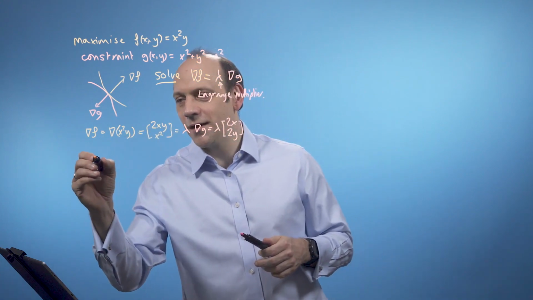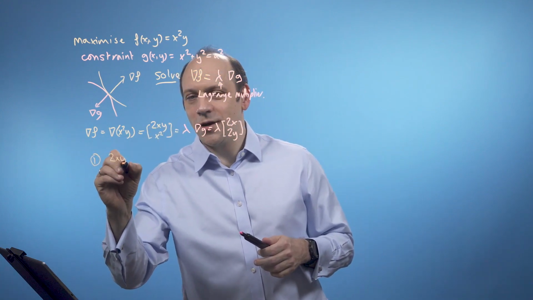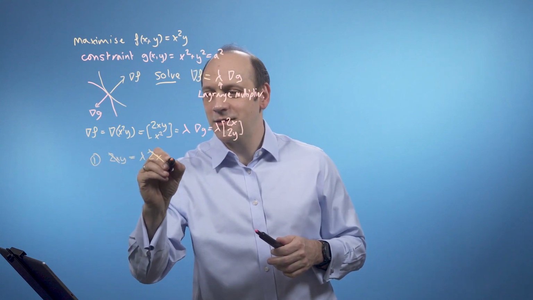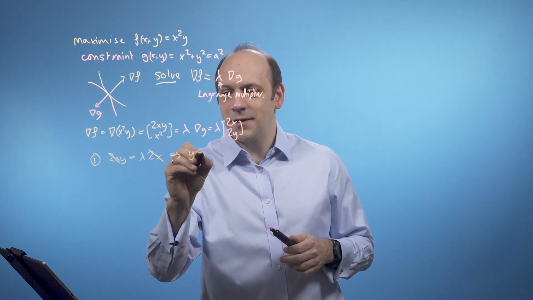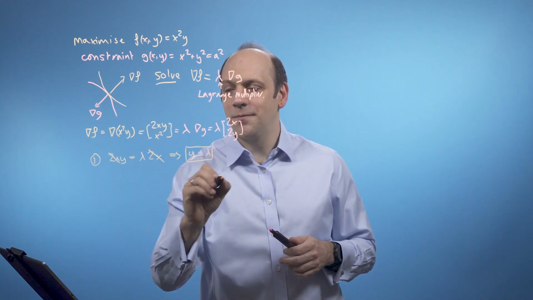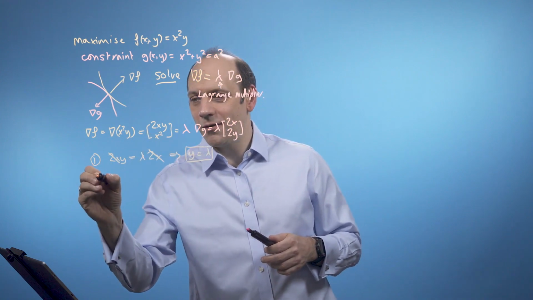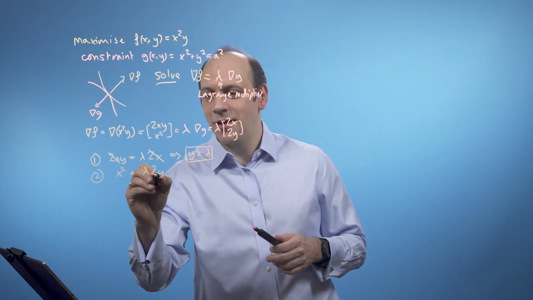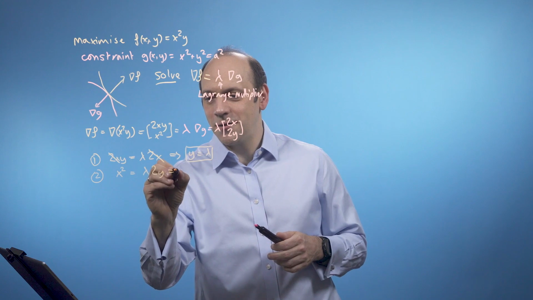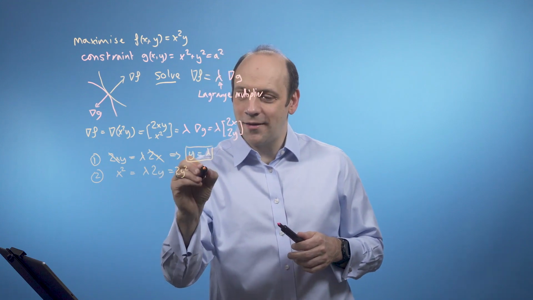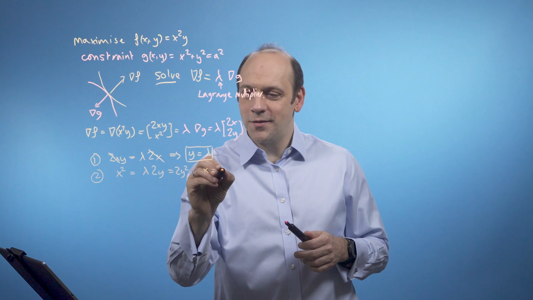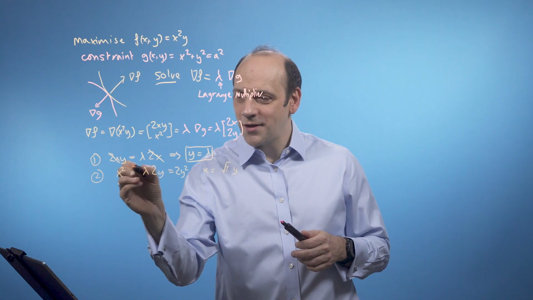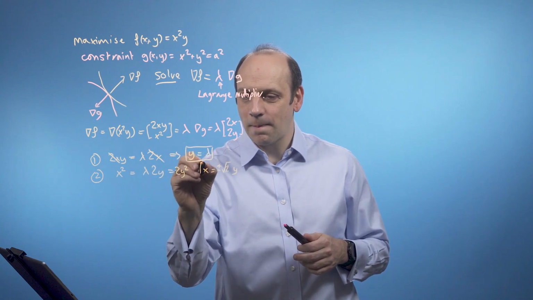So if I take the first line, I've got 2xy is equal to lambda times 2x. I cancel the two x's, and therefore I've got y is equal to lambda, straight out. If I take the second row, the y row if you like, I've got x squared is equal to lambda times 2y. But lambda is itself y, so that's equal to 2y squared. So I can say that x is equal to the square root of 2 times y. And because I've done the square root, I've got a plus minus here.